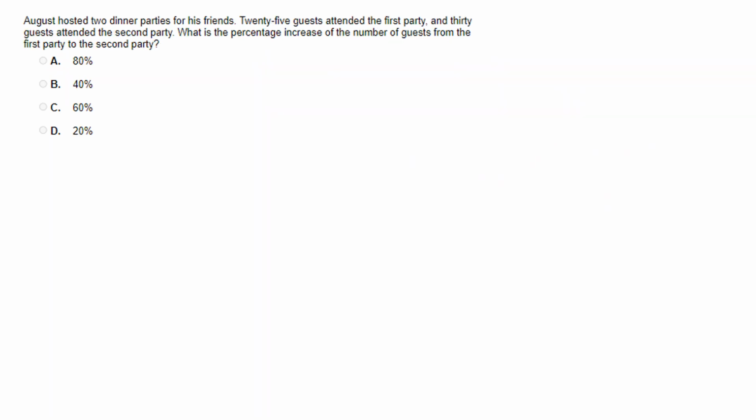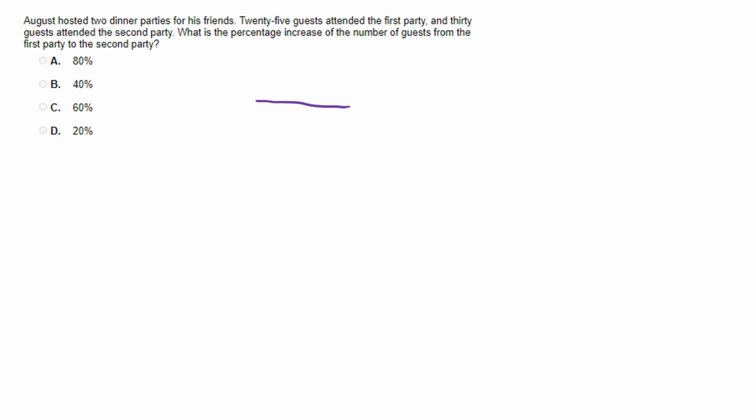August hosted 2 dinner parties for his friends. 25 guests attended the first party and 30 guests attended the second party. What is the percent increase of the number of guests from the first party to the second party?